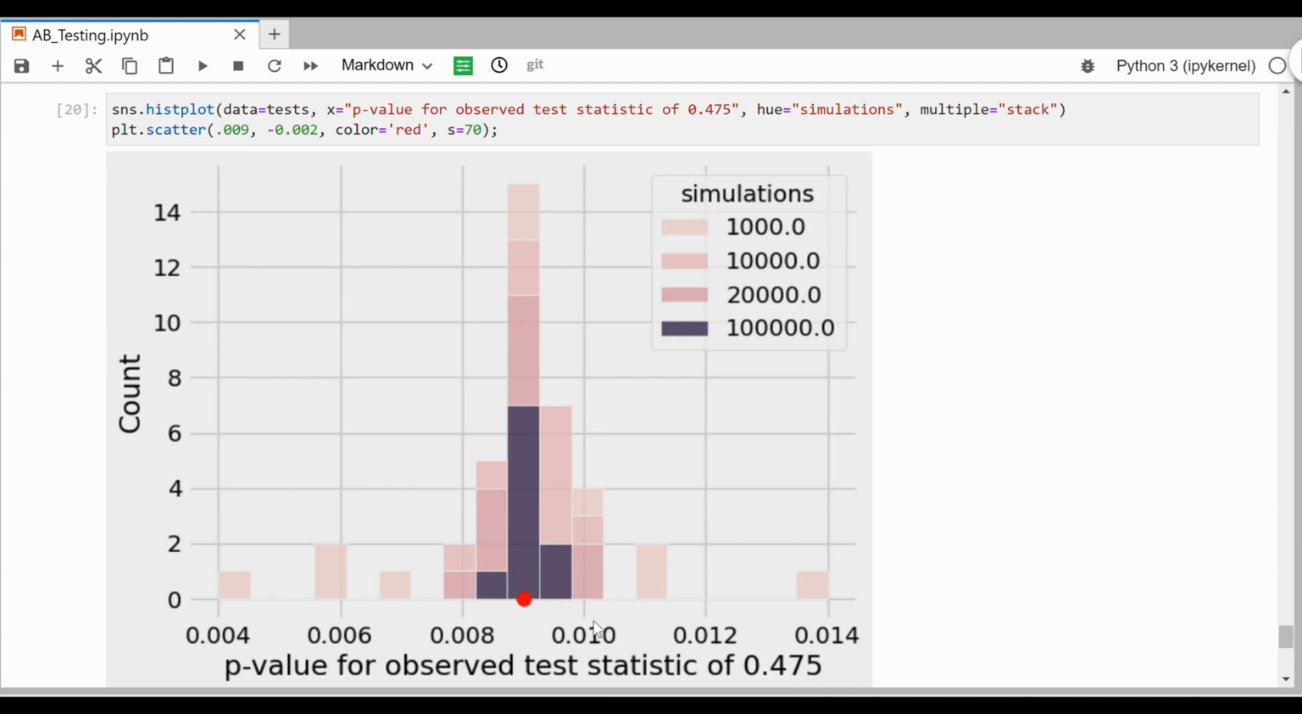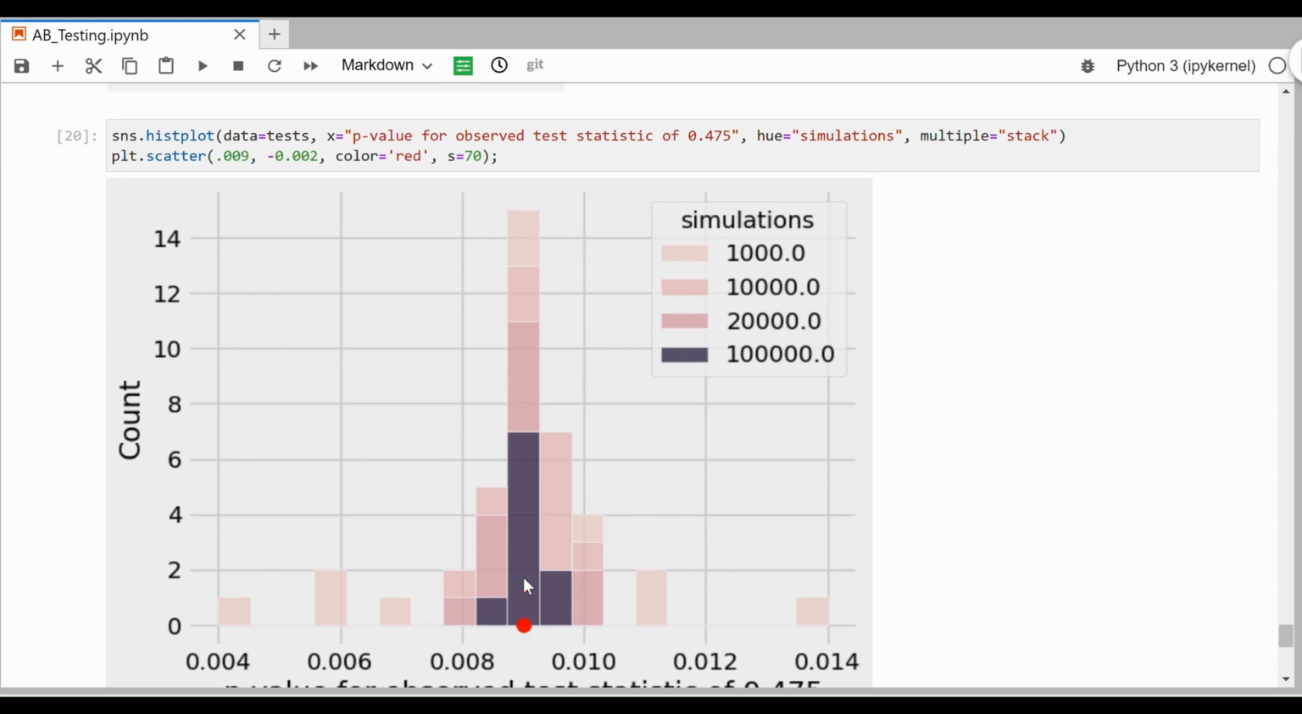And so it's converging to less than 0.01. But if I hadn't done enough simulations, if I had just done 1,000, or even sometimes 10,000 or 20,000, I may end up with some values here. You can see the pink ones here, where I'm above my cutoff, above 0.01, just because this empirical p-value hasn't converged to the correct value.